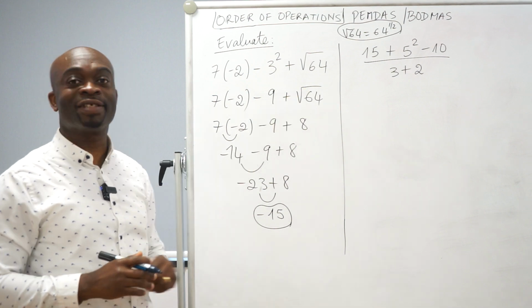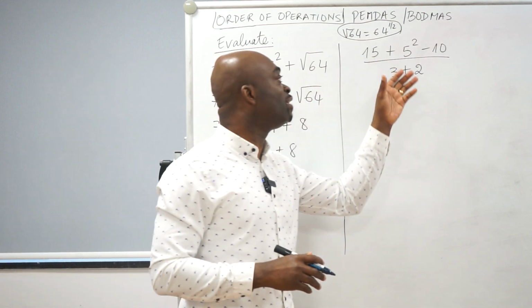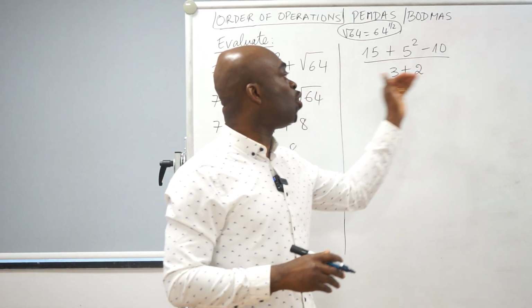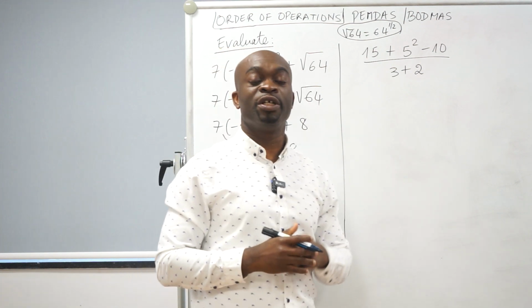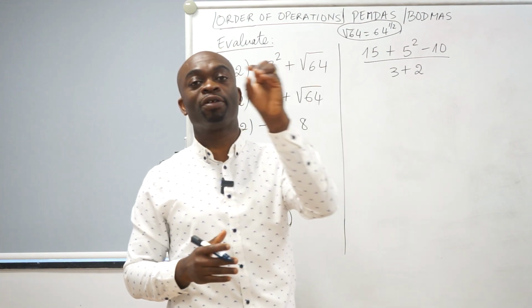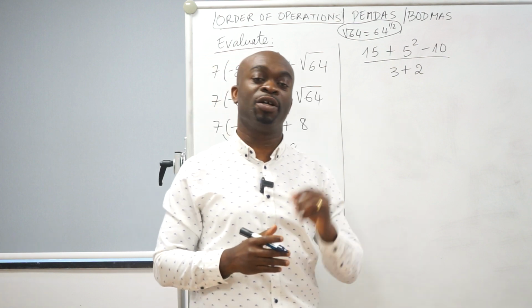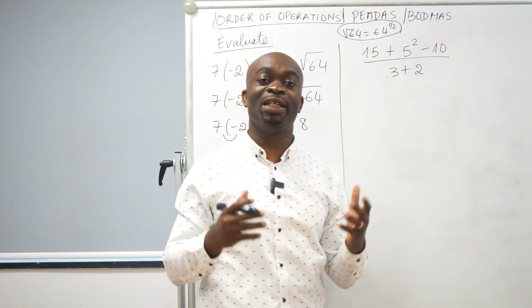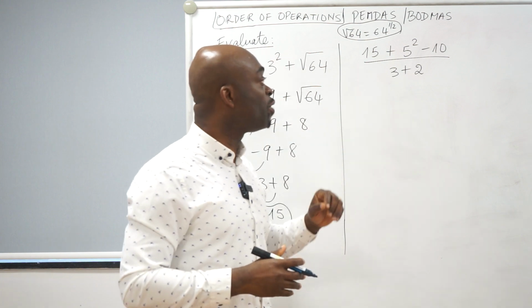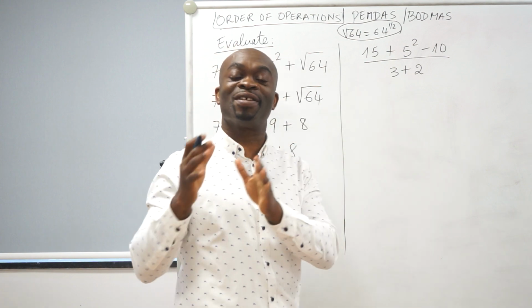All right, so let's go to the second one. So we have 15 plus 5 squared minus 10 over 3 plus 2. So that means division of 3/2. So the first thing that you want to do is to work out the problem on the top of the fraction, which is your numerator, and then you work on the one at the bottom, which is your denominator. So let's go and see what we have to put first into order.